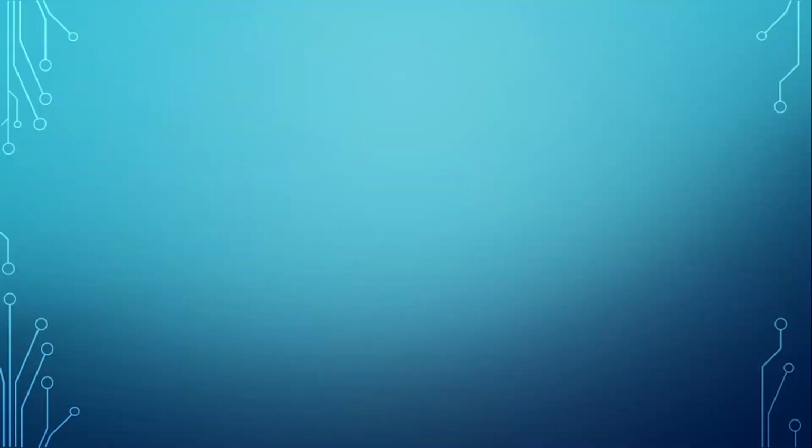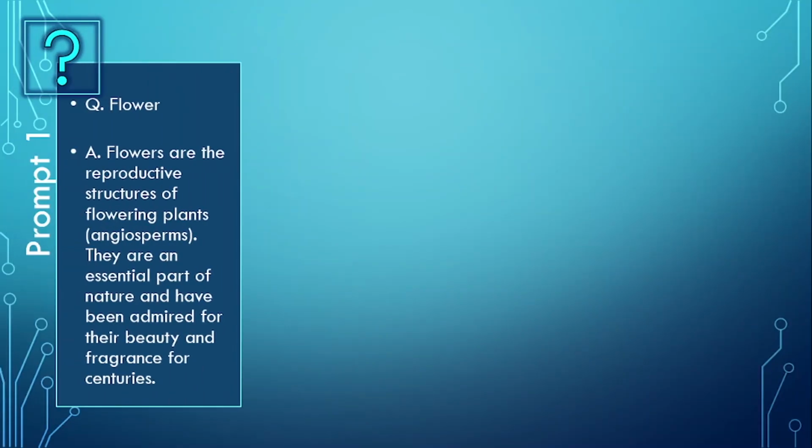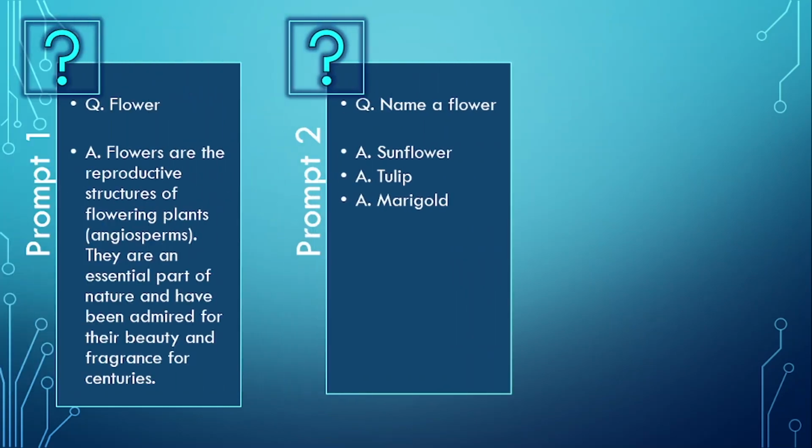For example, we want output from ChatGPT about roses. So, if you start with the first prompt, question, flower. If you only ask ChatGPT flower, the answer it gives is what is a flower. But if you want to be more specific, we introduce prompt 2, name of a flower. Then we get different names of flowers such as sunflower, tulip, marigold. And if we regenerate the responses again and again, we will end up at some point with roses.